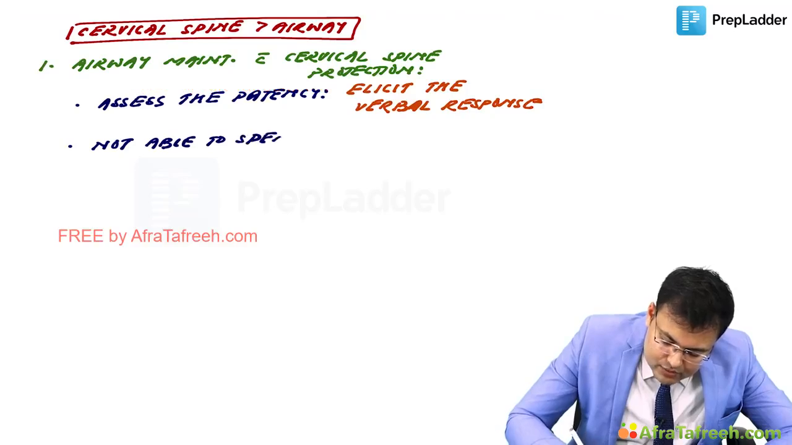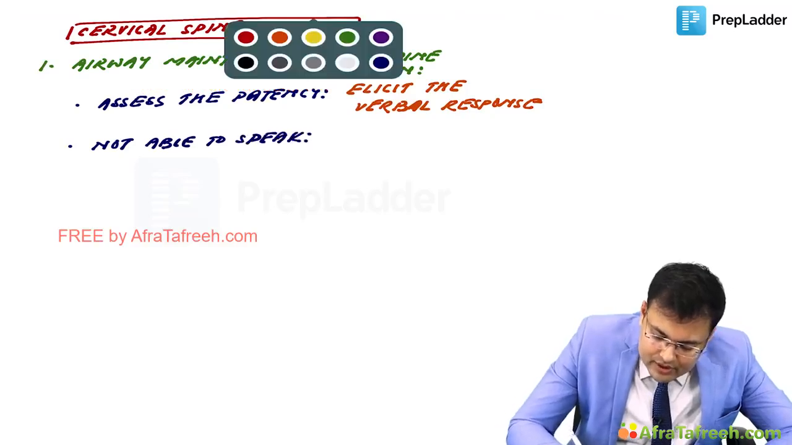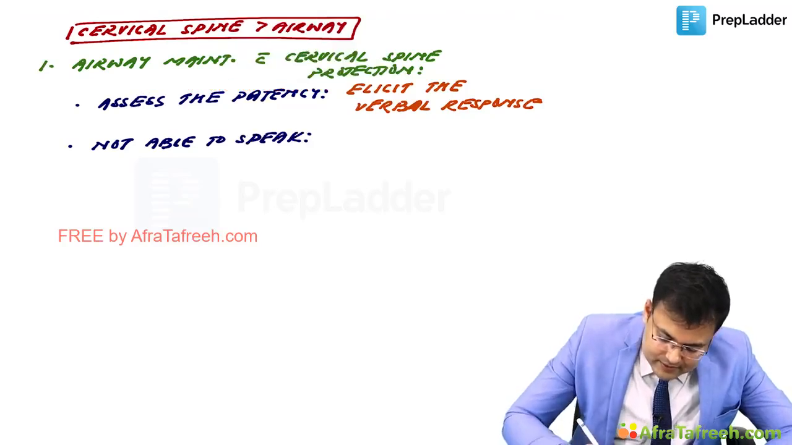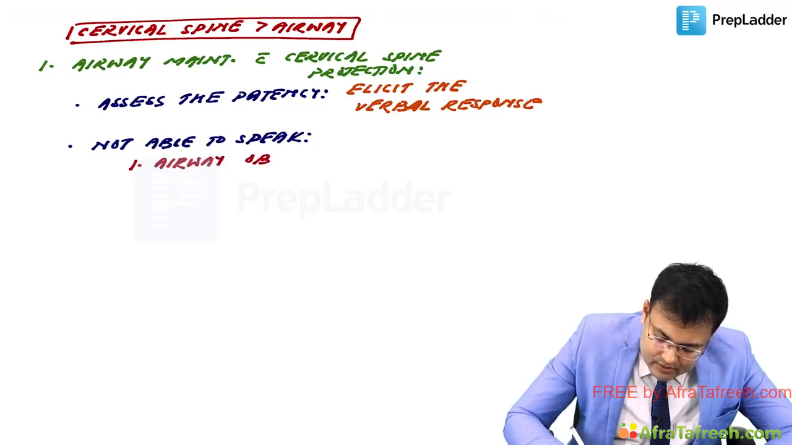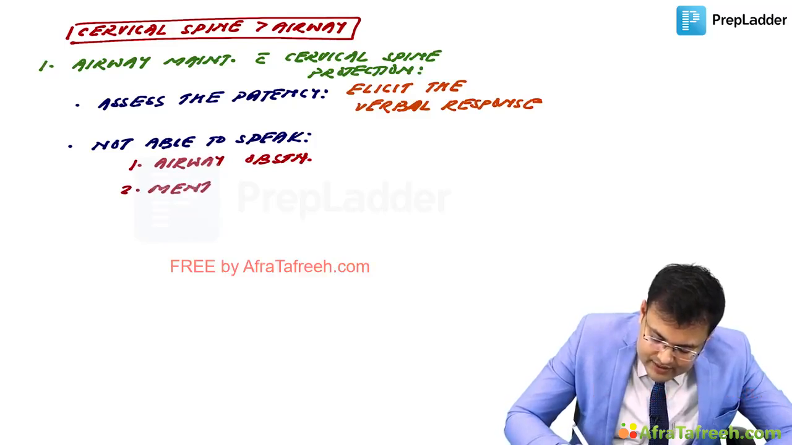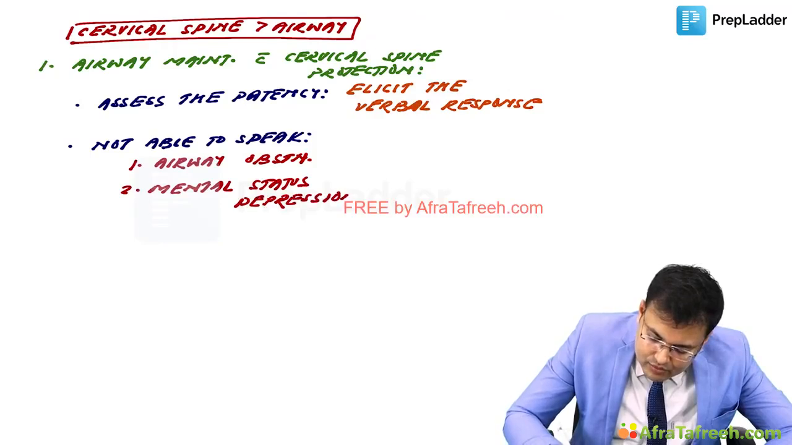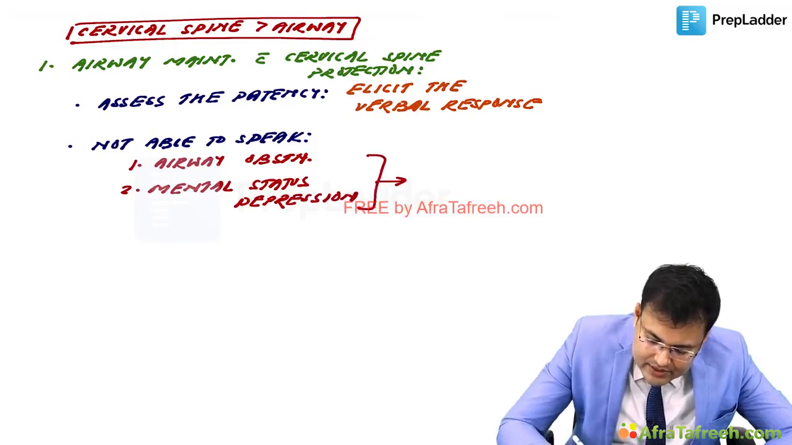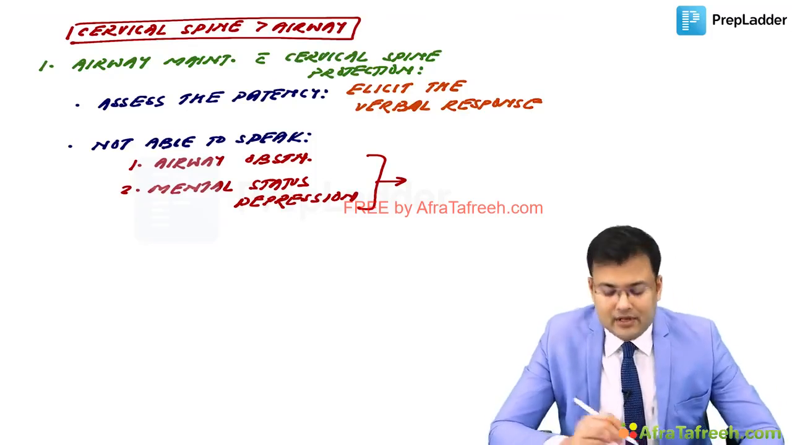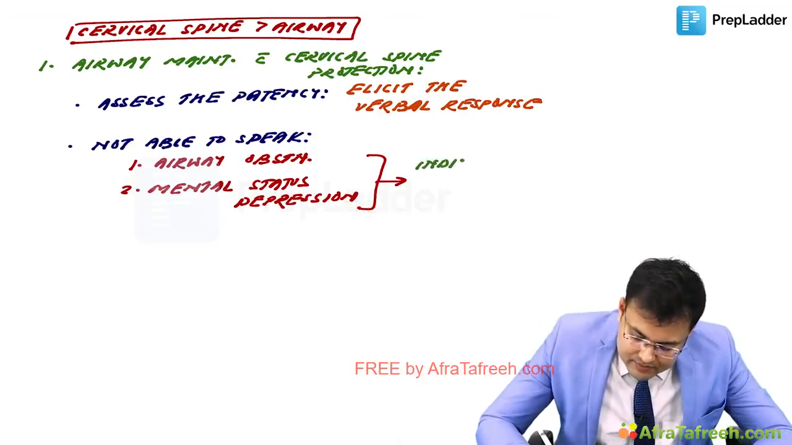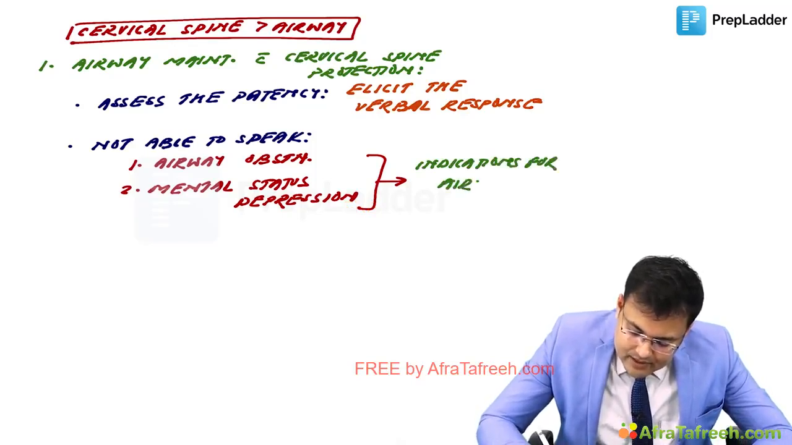Okay. So what are the causes? Why is this patient not able to speak? Because there might be first airway obstruction, or there can be mental status depression. Why? Because of head injury. Mental status depression. And see, both of these are indications for airway management. Simple. Okay.